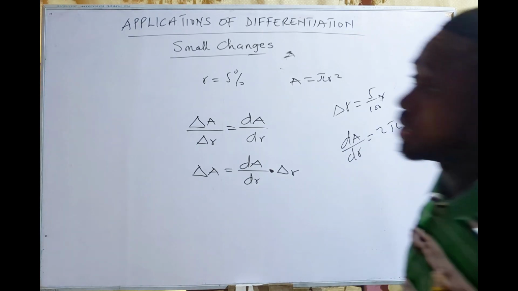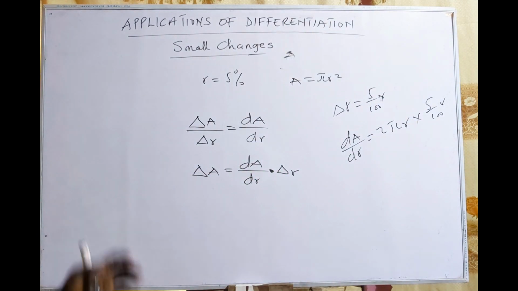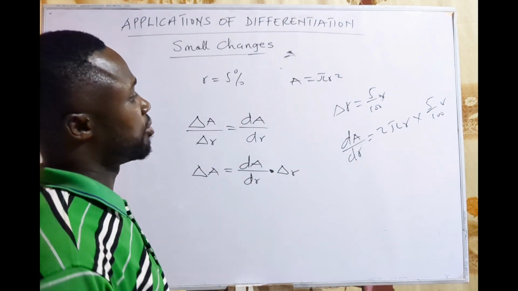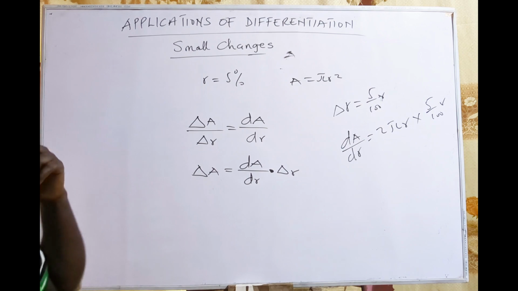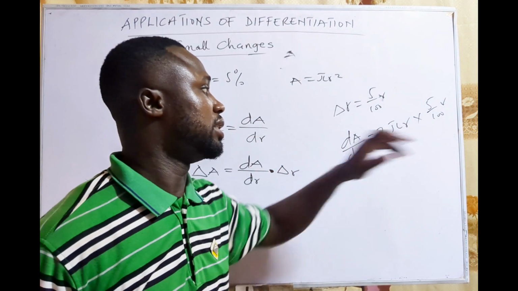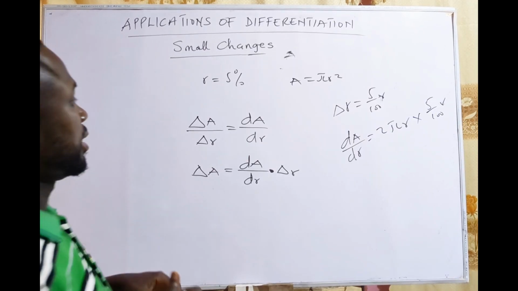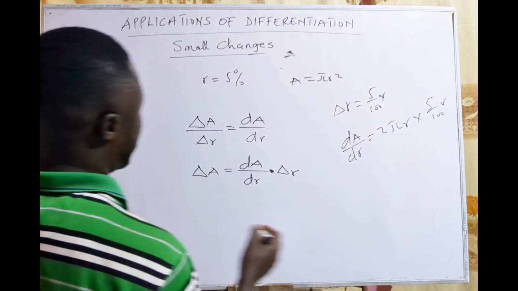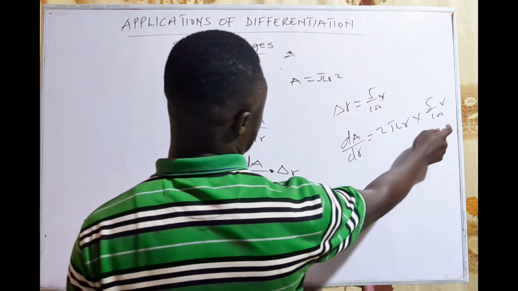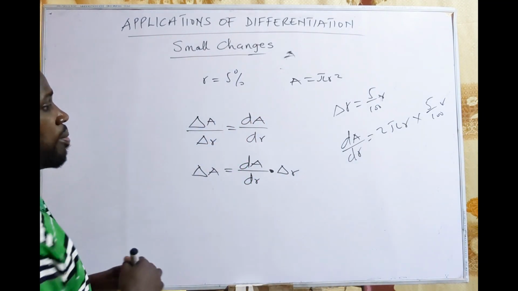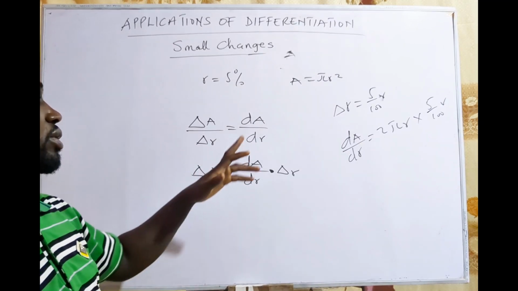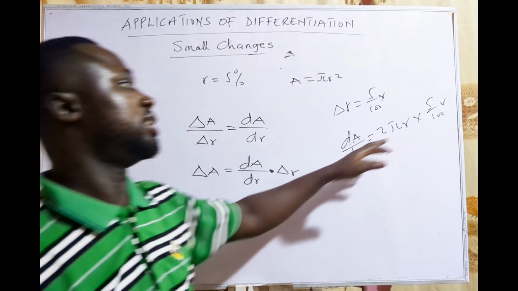Sometimes they can give you the change in actual value, and sometimes they can say you should find the percentage change. So let's say this is the actual change in the radius. So that is dA on dr times the change in the radius, and if you look here, the change in the area will be dA on dr times the change in the radius.